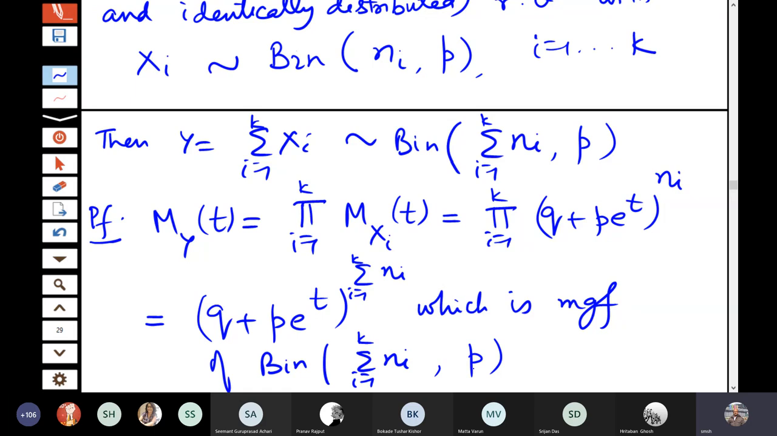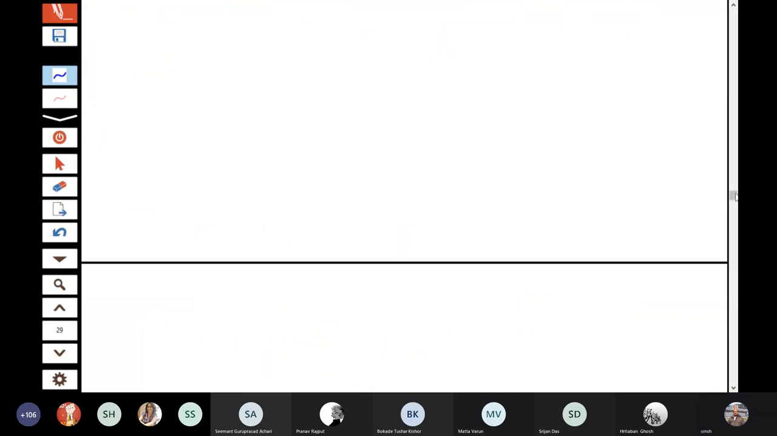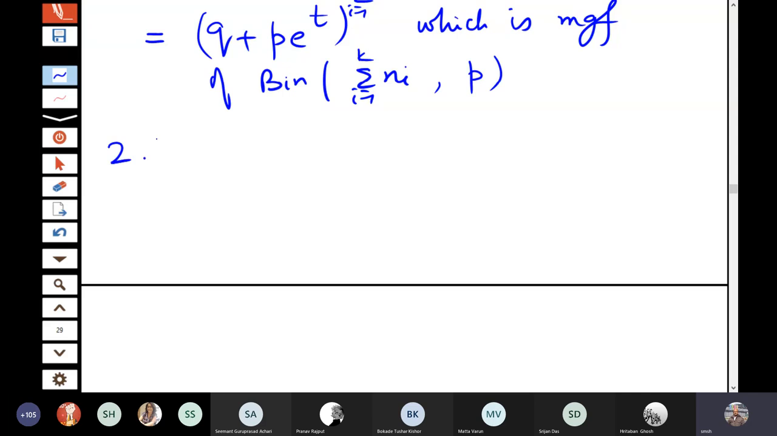You can physically interpret it like this: if I have n1 trials and x1 is the number of successes in n1 trials, x2 is the number of successes in n2 trials, then x1 plus x2 will denote the number of successes in n1 plus n2 trials. If the trials are done independently, then it is nothing but a binomial distribution. So we can prove it easily using this additive property. We have additive properties of other distributions also in a similar way.